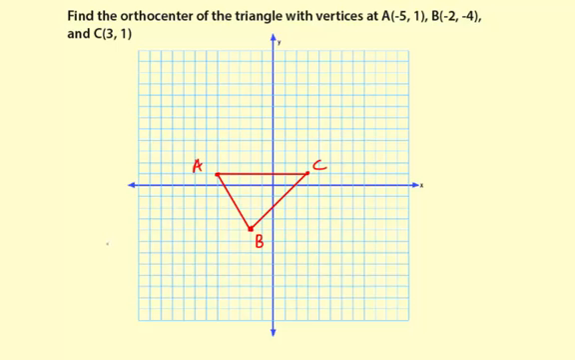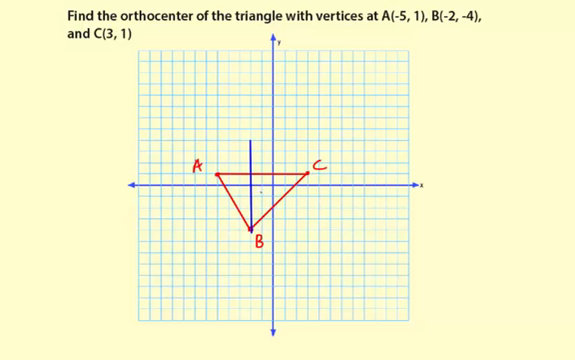We want to find the orthocenter. The orthocenter is the point of concurrency of the altitudes. Now the altitude runs perpendicular to the side of the triangle and through the vertex. So for example, I'll select this segment AC because it's horizontal. The altitude has to run vertically, and it's going to run vertically through the vertex B. So basically I just need to draw that. There's one of the altitudes.